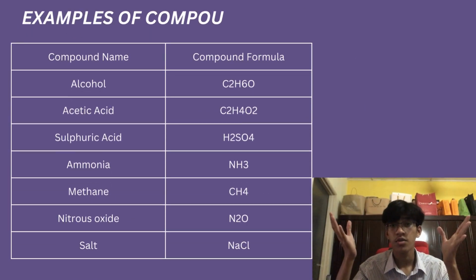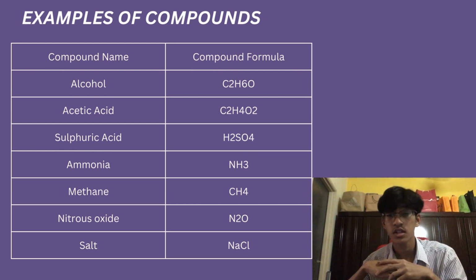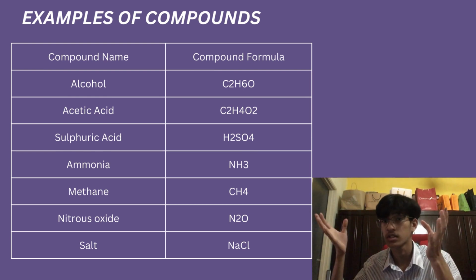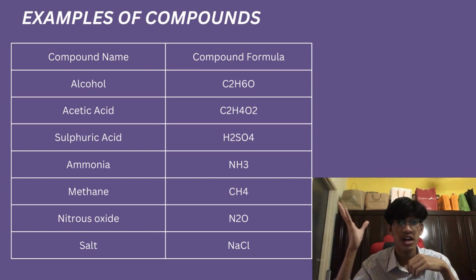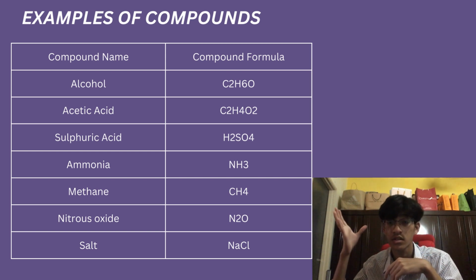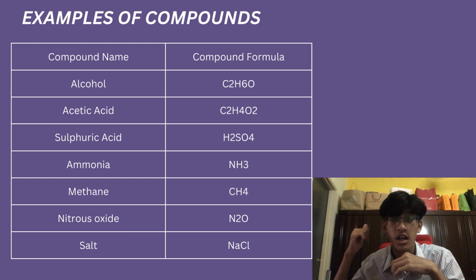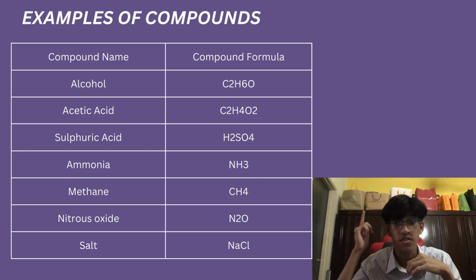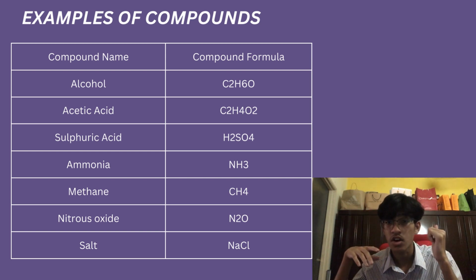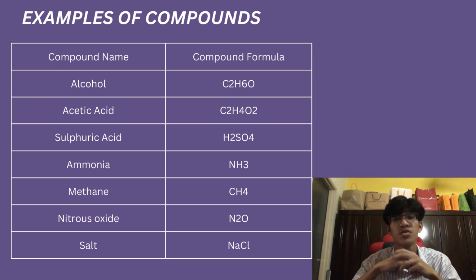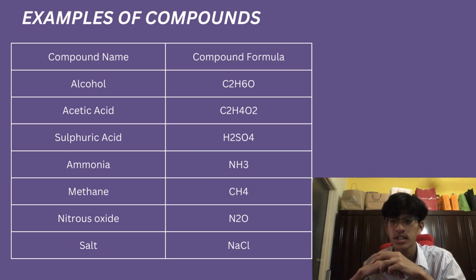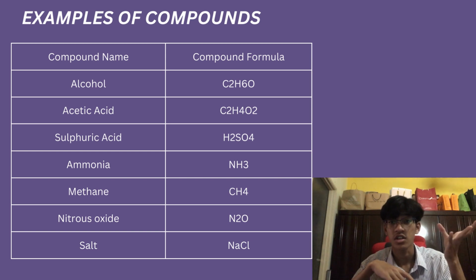So now I will show you all the examples of compounds. As you can see, there are many examples of compounds. There is alcohol, acetic acid, sulfuric acid, ammonia, methane, nitrous oxide, and salt, which is sodium chloride. This is such a common compound that we use in chemistry.